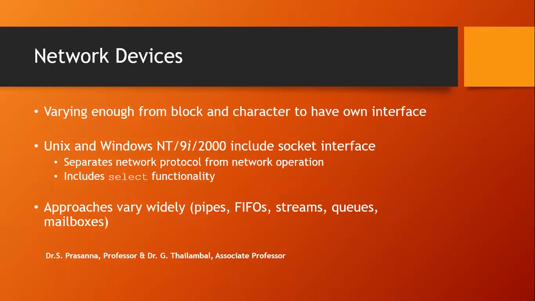Network devices vary enough from block and character devices to have their own interface. Unix and Windows NT include the socket interface, which separates the network protocol from network operation, and includes select functionality. Approaches vary widely based on pipes, first in first out inputs, streams, queues, and mailboxes. So each approach will have a different technique.